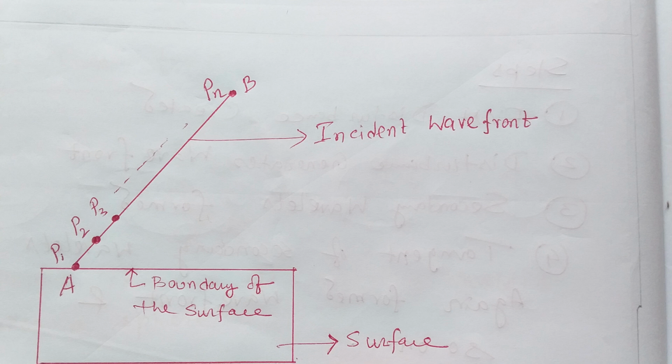Let the speed of the wave equal V. P1 will come first, then P2 and P3 and so on. Let the point P1 strike the surface at time t equal to 0. Point Pn will strike the surface after time tau. All the points do not strike the surface at the same time.